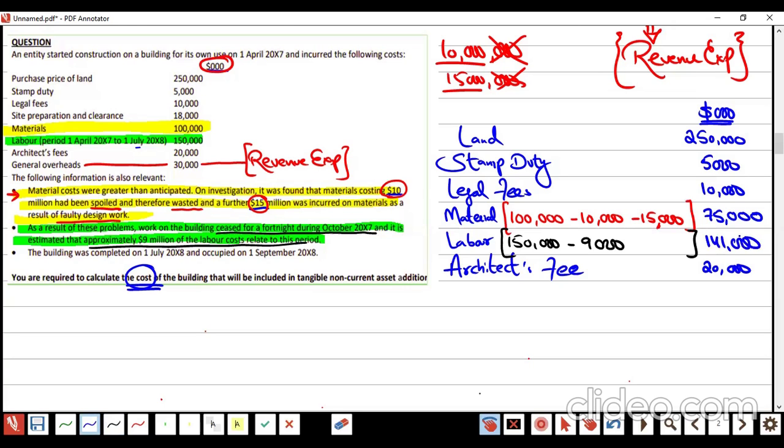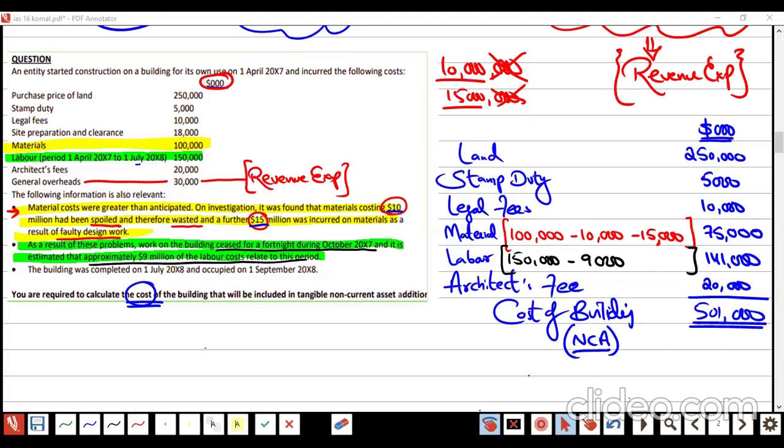Any problems? No. If you add them up, you will have the cost of the building. This is going to be initially measured and will be reported in your SFP as a non-current asset.